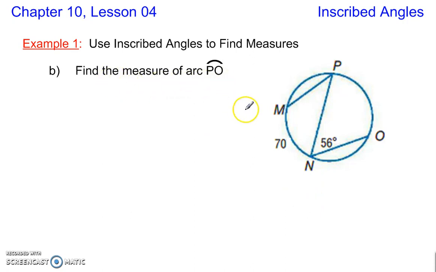We want to find the measure of the arc PO, so this arc out here. We know that this angle is 56. Well, we know that this is half of the arc, so the arc PO is 2 times 56. So we have 112 units of whatever measurement we're using here.